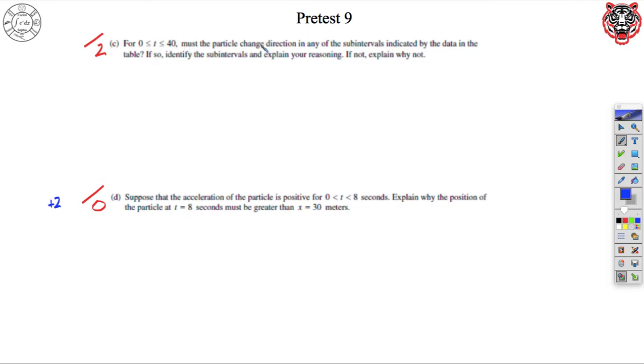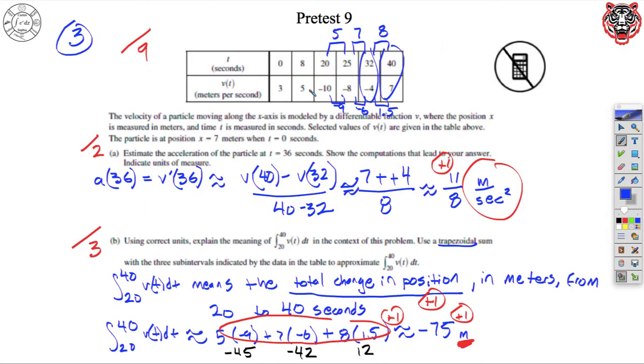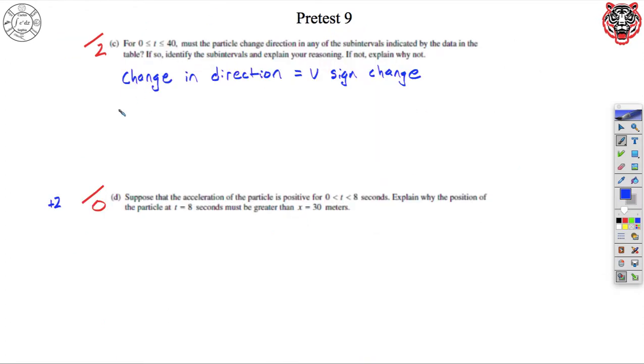but you should be able to kind of understand what's going on here. So change in direction, what is the definition of that? What type of sign change? Yeah, V sign change equals change in direction. That's the main definition that we're going to be using for this problem. All right, let's look for the V sign change. Sign change right there, sign change right there. So there's at least 2 times.